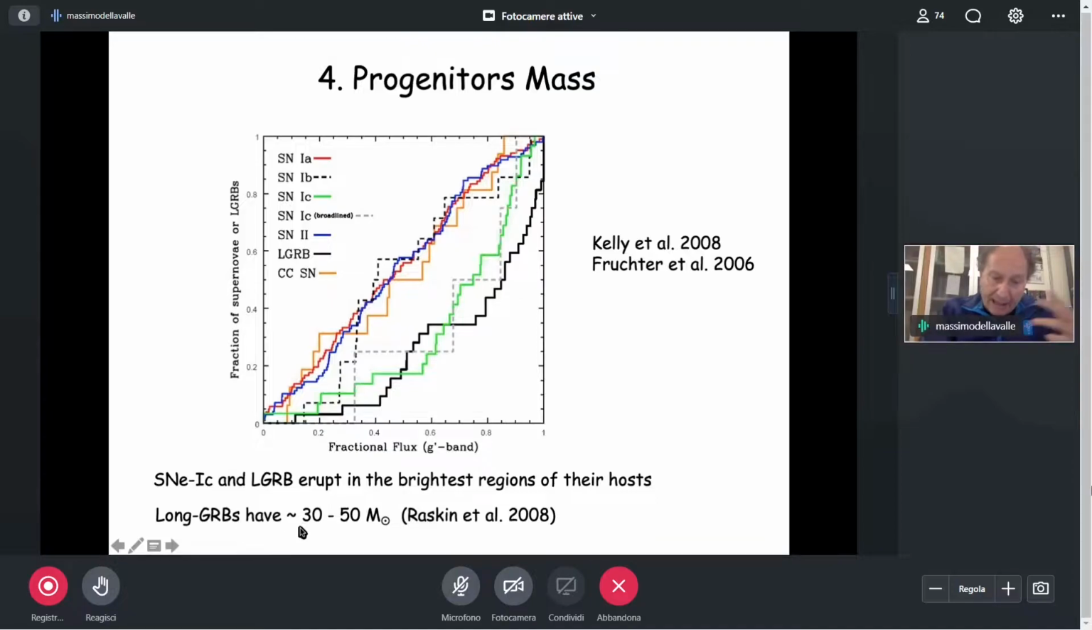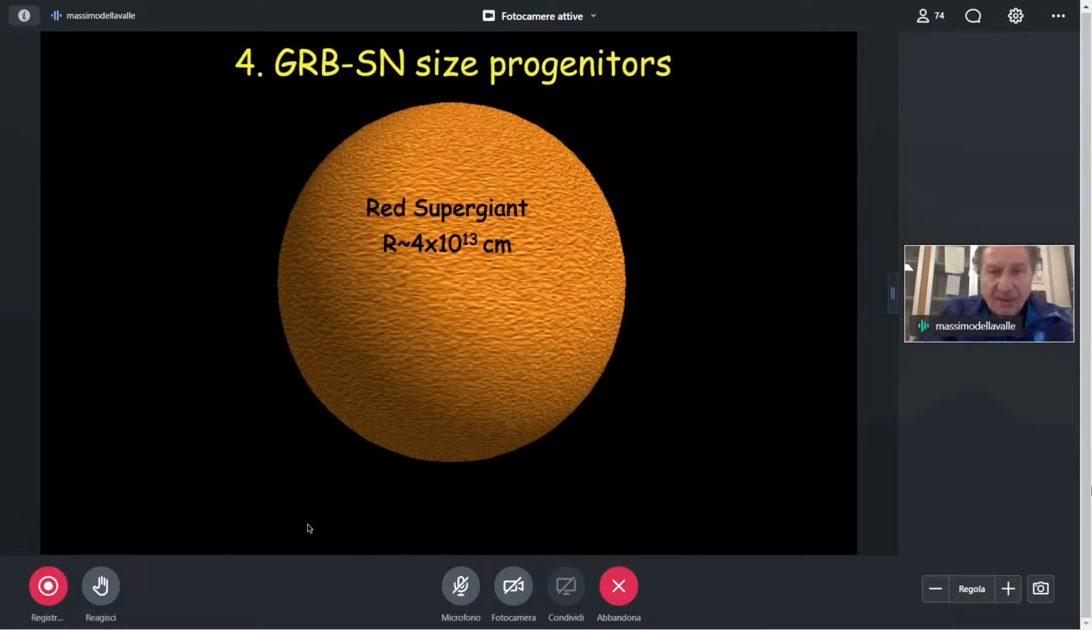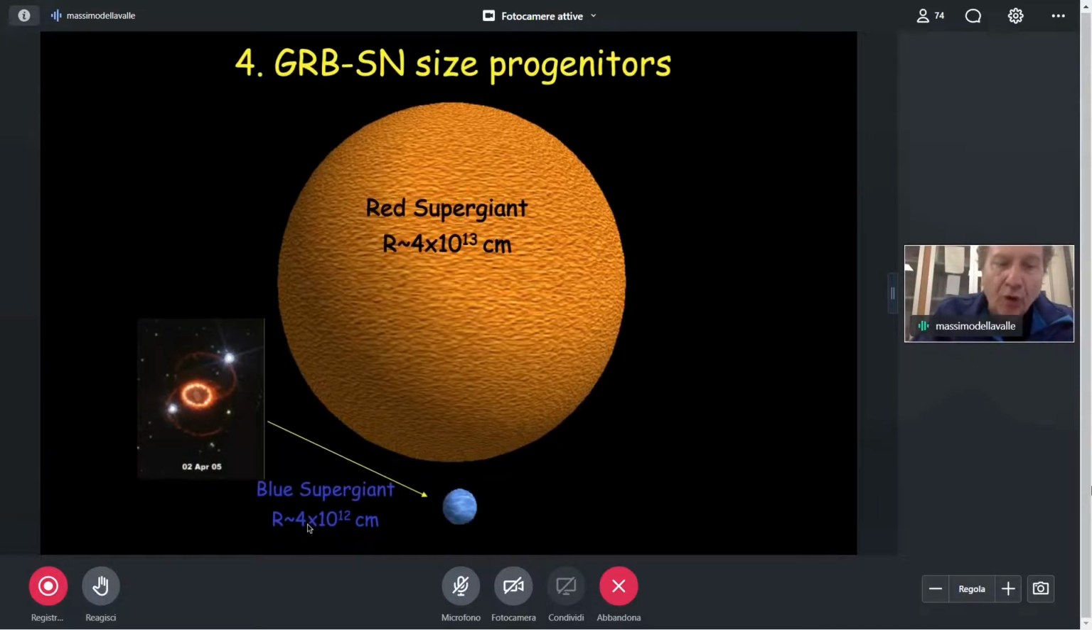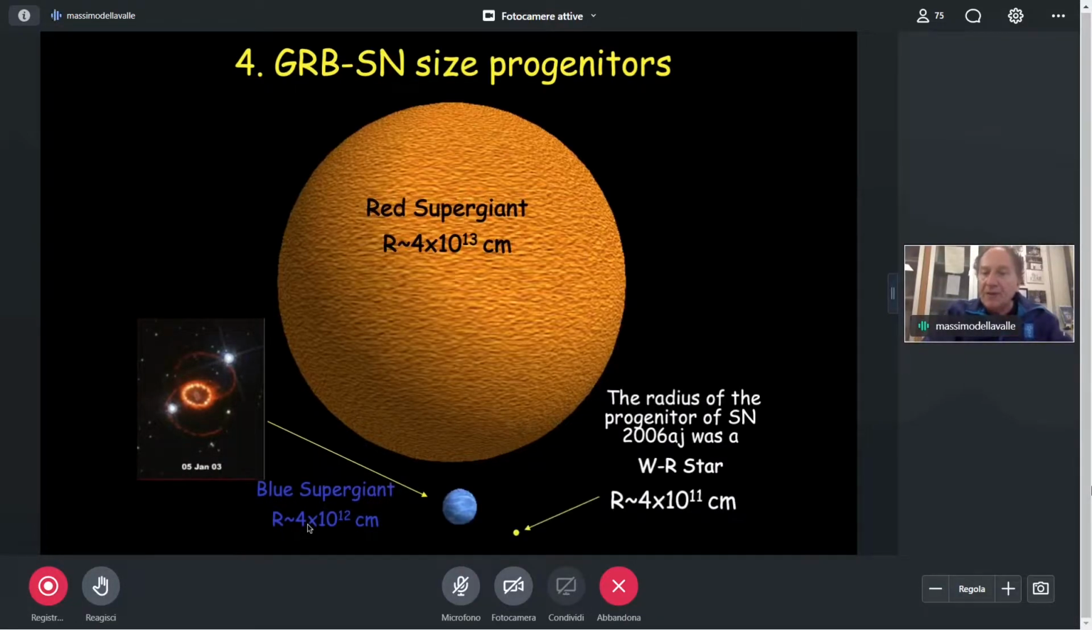From an analysis that there is no time to explain, we were able, with Cody Raskin, to derive the mass of the progenitors of these long duration gamma ray bursts between 30 and 50 solar masses. What about the size? This is a typical size of a progenitor of type 2 supernova, a red supergiant. This was the size of the progenitor of 87A, a blue supergiant, 10 to the 12 centimeters, so an order of magnitude smaller. And the progenitor of a long duration gamma ray burst is pretty small, a Wolf-Rayet star with a radius of the order of 4 times 10 to the 11 centimeters.